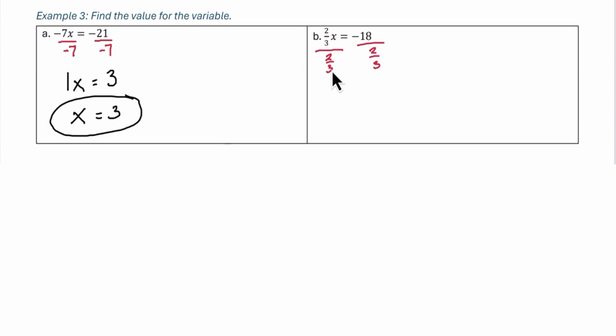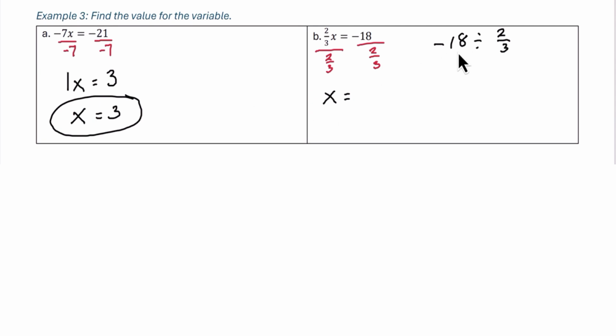2/3 divided by 2/3 is 1, and we're left with x. And remember, we don't have to put a 1 there. We can just make it x. There's an understood 1 here. And now negative 18 divided by 2/3. Let's do that off to the side, show our work. Negative 18 divided by 2/3.